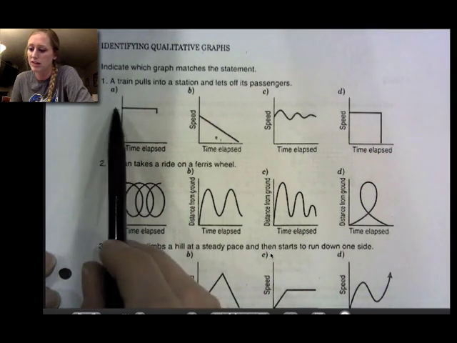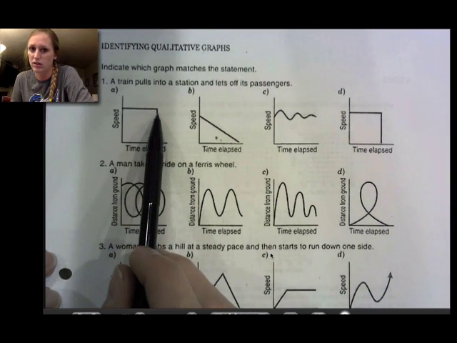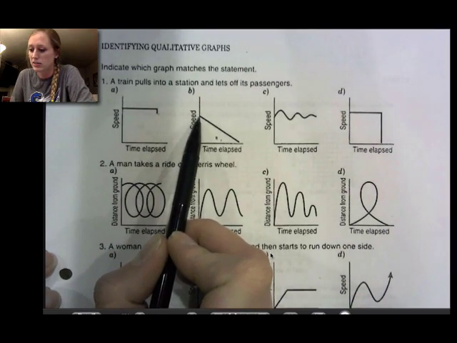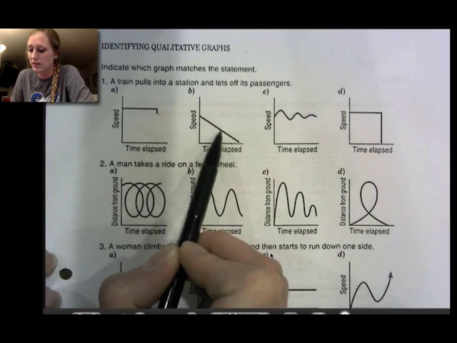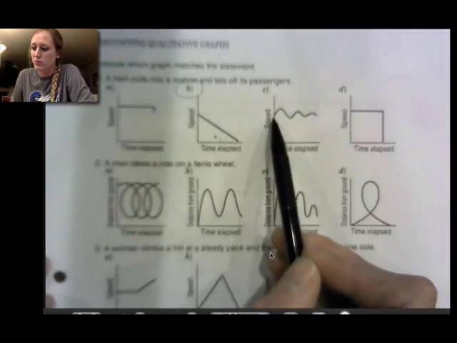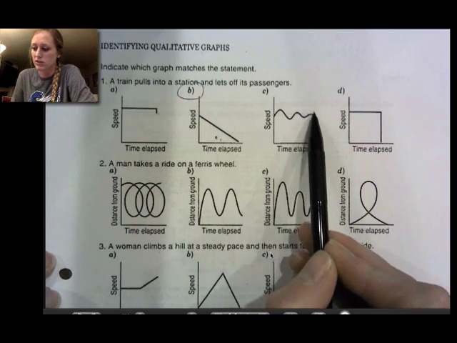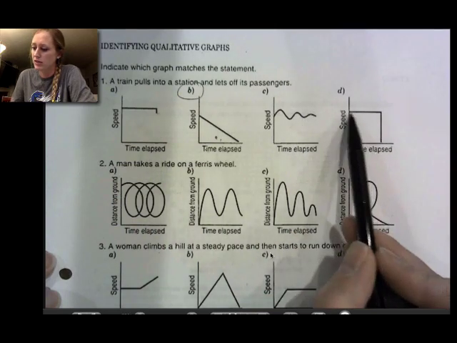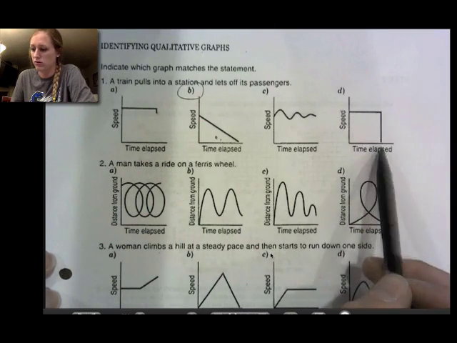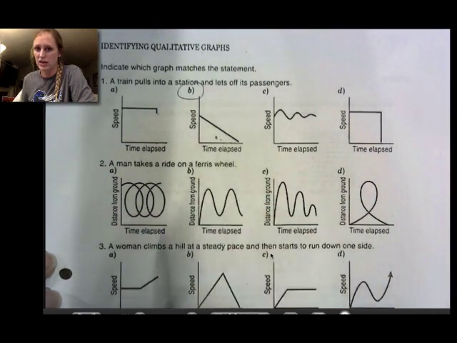This graph says the speed is staying the same, staying the same, staying the same, and then dropping suddenly, but still not going to 0. This one starts at a certain speed and the speed is decreasing over time, and then the speed goes all the way down to 0. So that's the one that matches our scenario. This speed goes up, decreases, goes up, decreases. This one is speed stays the same and in an instant goes to 0. Well, that's not very realistic for a train that is going to slow down. We need to see that decrease over time.